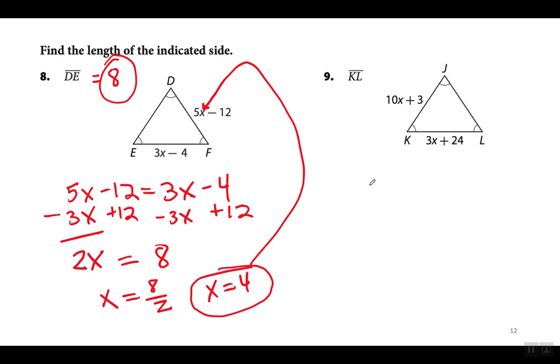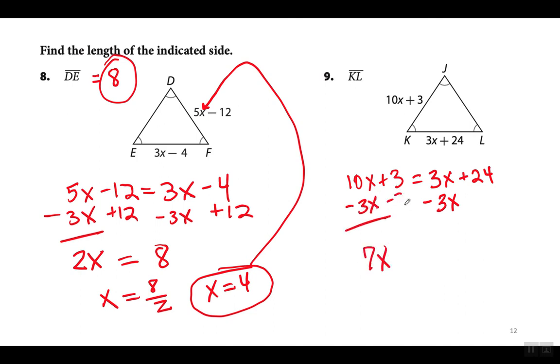Alright, so start off your problem making 10x plus 3 equal to 3x plus 24, because it's an equilateral triangle and all three sides are congruent. So let's move 3x to the left by subtracting, and I'll get 7x. Let's move 3 to the right by subtracting, and I'll get 21. So x equals 21 divided by 7, so x equals 3.